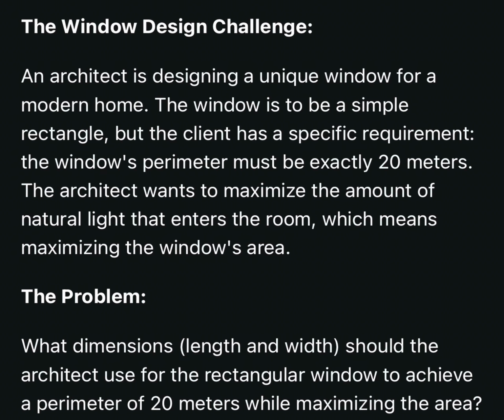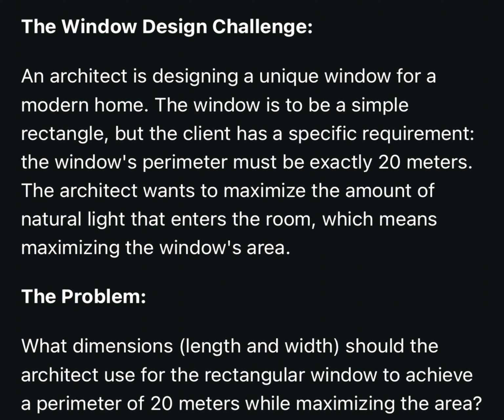The Window Design Challenge. An architect is designing a unique window for a modern home. The window is to be a simple rectangle, but the client has a specific requirement. The window's perimeter must be exactly 20 meters. The architect wants to maximize the amount of natural light that enters the room, which means maximizing the window's area.